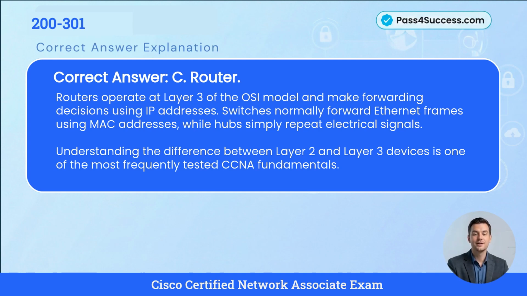Routers operate at layer 3 of the OSI model and make forwarding decisions using IP addresses. Switches normally forward Ethernet frames using MAC addresses, while hubs simply repeat electrical signals. Understanding the difference between layer 2 and layer 3 devices is one of the most frequently tested CCNA fundamentals.